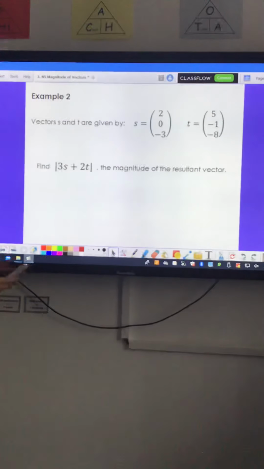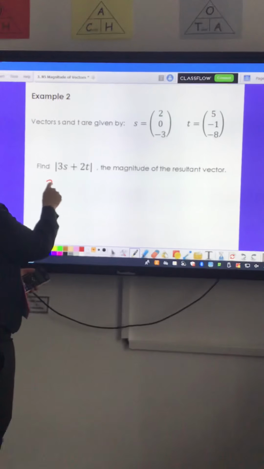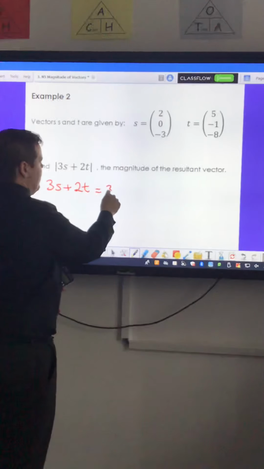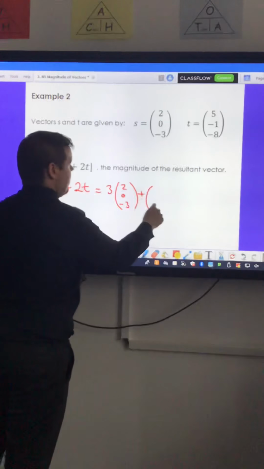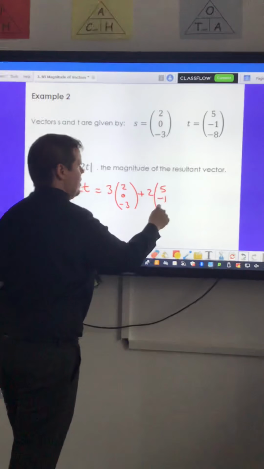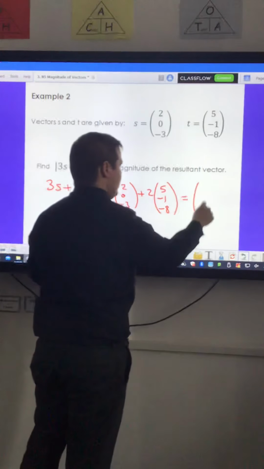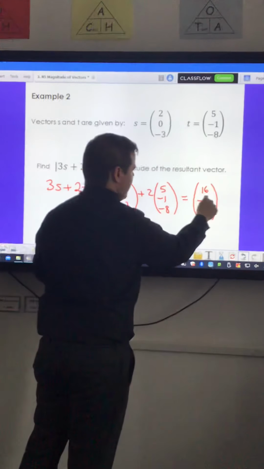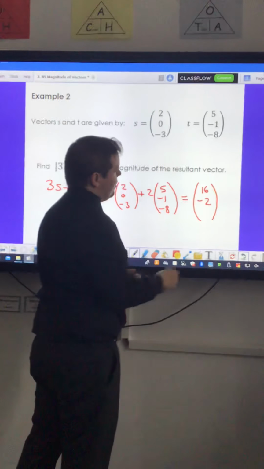Okay. So what happens when you've got to find the magnitude of a resultant vector? Well, the first thing I'm going to work out is 3s plus 2t. So 3s plus 2t equals 3 lots of 2, 0, minus 3 plus 2 lots of 5, negative 1, negative 8. That is going to be, well, 6 add 10 is 16. 3 lots of 0, 0. 2 lots of negative 1 is negative 2. Negative 9, take away 16 is negative 25.